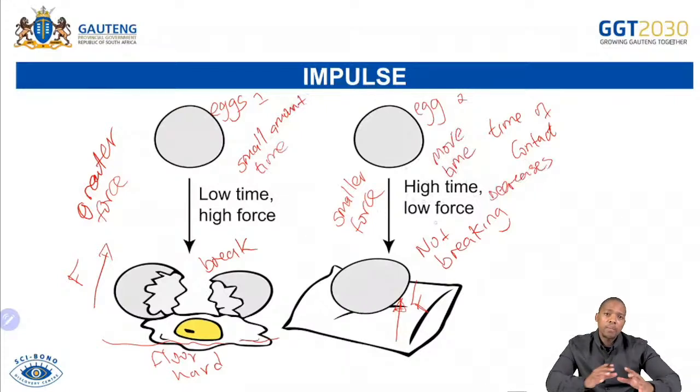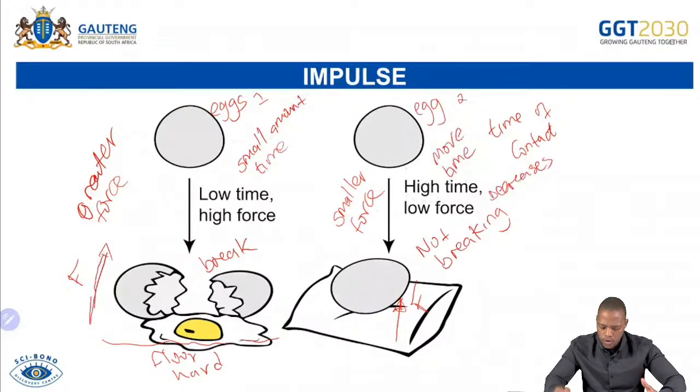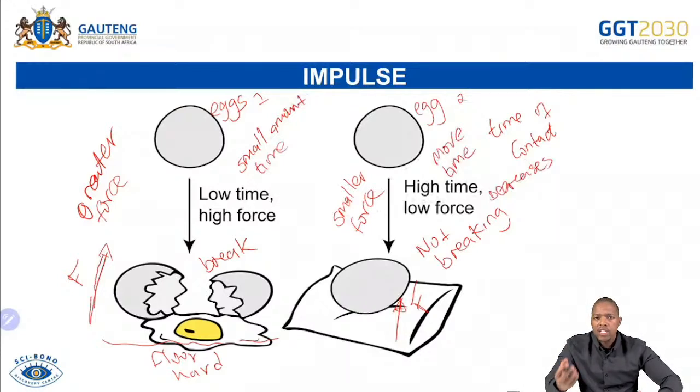While if the time that the egg takes to stop is small, then that will increase the force that is exerted on the egg, which is the reason why this egg is going to break. This egg experiences a greater force compared to the other one, because the other one has a larger amount of time to come to a complete stop, while this one takes a very, very small amount of time to come to a complete stop. This increases the force acting on the egg, right?